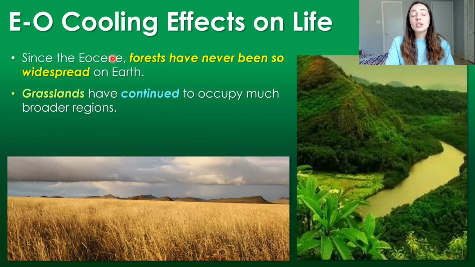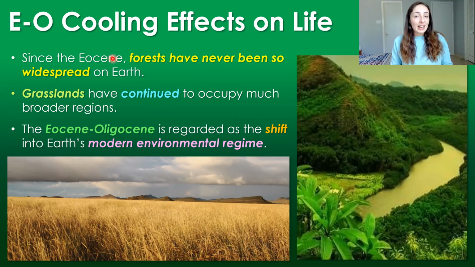Since the Eocene, forests have never again been that widespread. That was the most densely forested that Earth has pretty much ever been. And grasslands, on the other hand, have continued to occupy broader and broader regions. So our climate has been moving away from dense tropical forests to a more grassy or dry woody type of environment. And this Eocene-Oligocene boundary actually is often regarded as the shift into Earth's modern environmental regime. I wonder when the next shift will be. Yes, maybe that was a slight dig at humans.